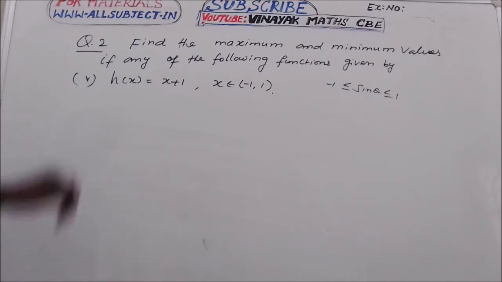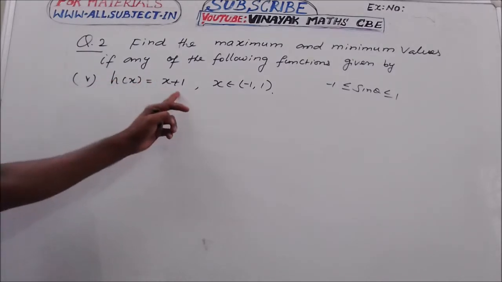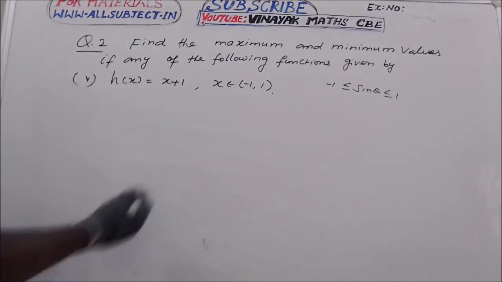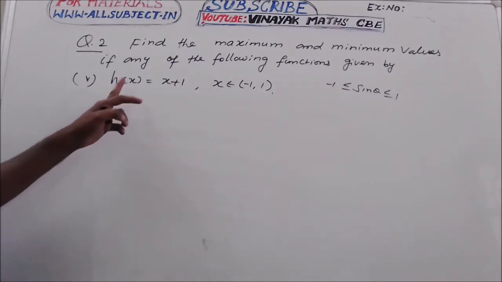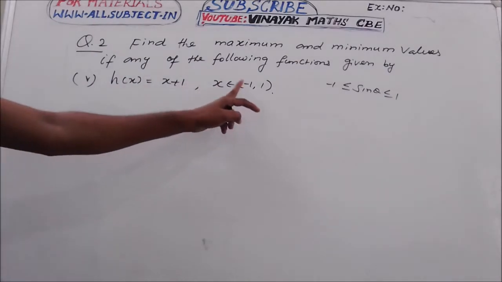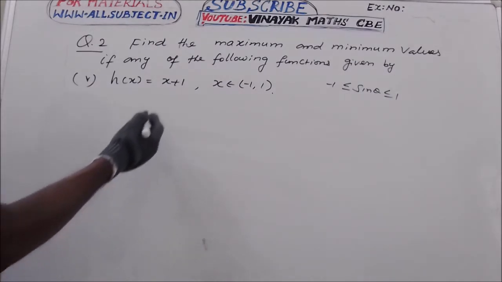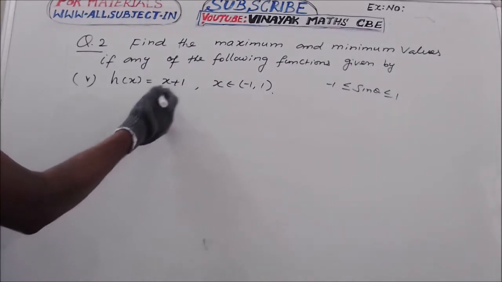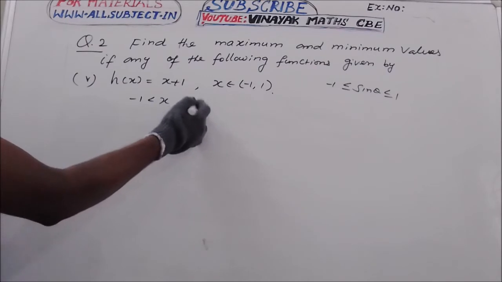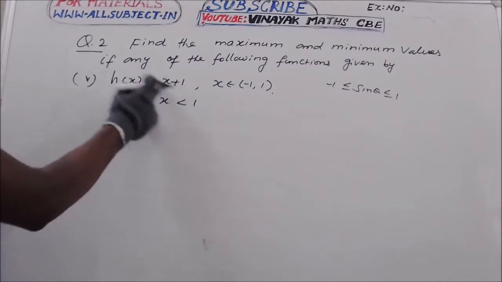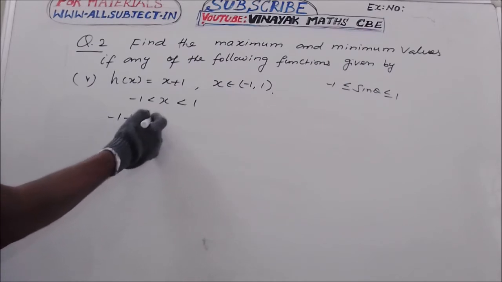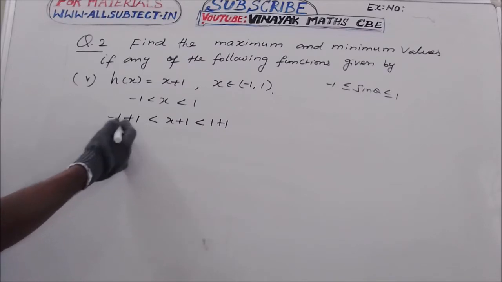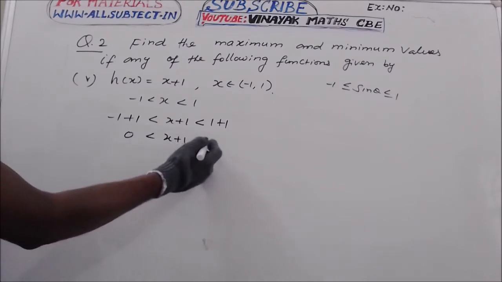Question number 2, subdivision number 5. Given h of x is equal to x plus 1, x belongs to the open interval minus 1 comma 1. We need to find the maximum and minimum value. For every x in the interval, x is greater than minus 1 and less than plus 1. So adding 1 to find h of x, minus 1 plus 1 is less than x plus 1, less than 1 plus 1. This means 0 is less than x plus 1, less than 2.